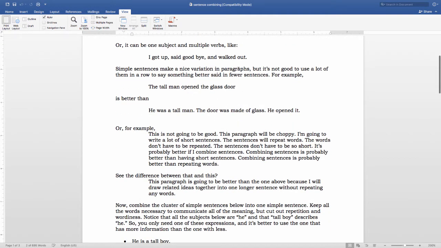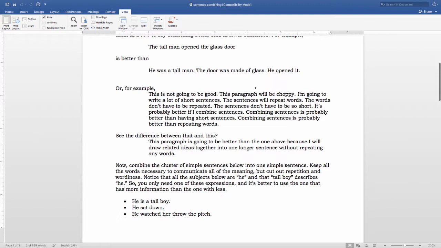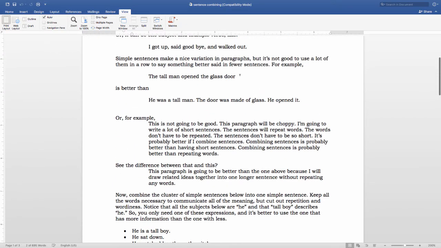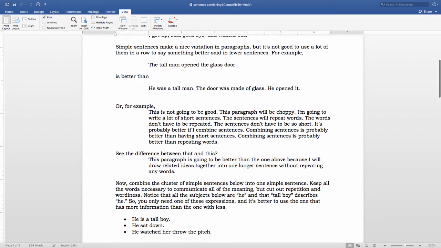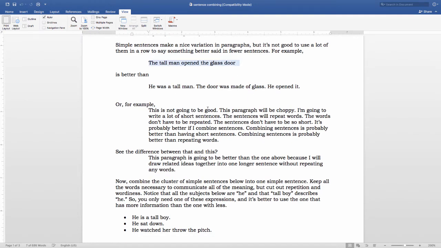Simple sentences make a nice variation in paragraphs, but you don't want to use a lot of them in a row, especially not with repetition and useless words. For example, the tall man opened the glass door, clear, to the point, no repetition. But when you say it like this, he was a tall man, the door was made of glass, he opened it, it sounds ridiculous and annoying and nobody wants to read that, so it should be made into that.